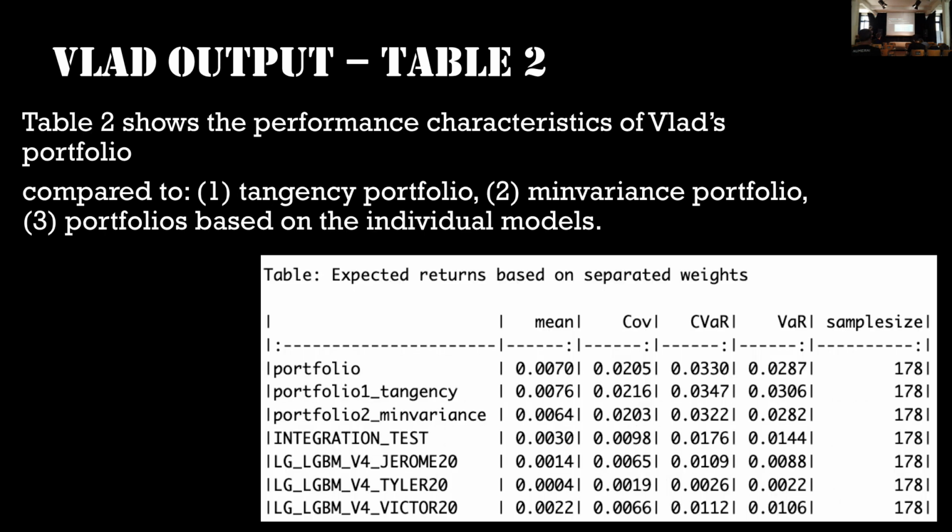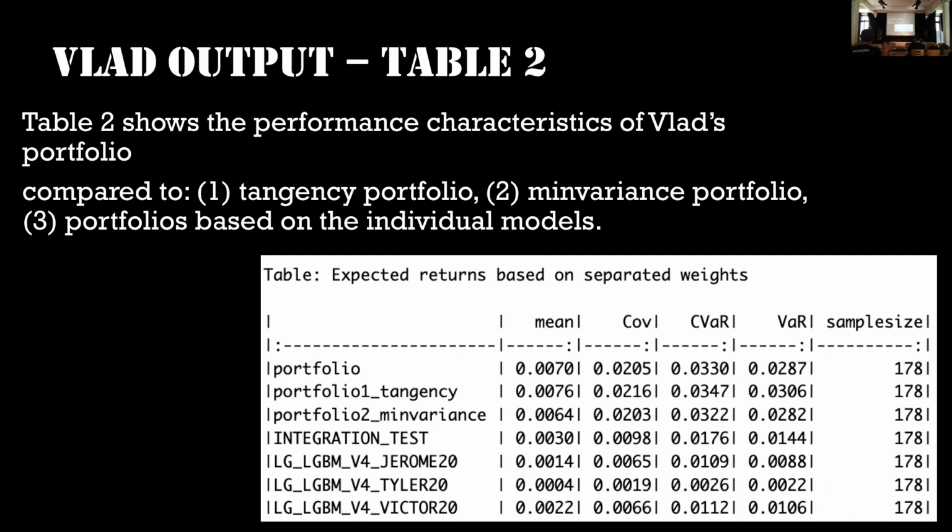The other table that Vlad puts out is the performance characteristics of its portfolio. It compares this to the tendency portfolio, the mean variance portfolio, and the portfolios based on the individual models that are making up the portfolio. So you can just look and compare here. And so here you have your mean, your expected return basically.